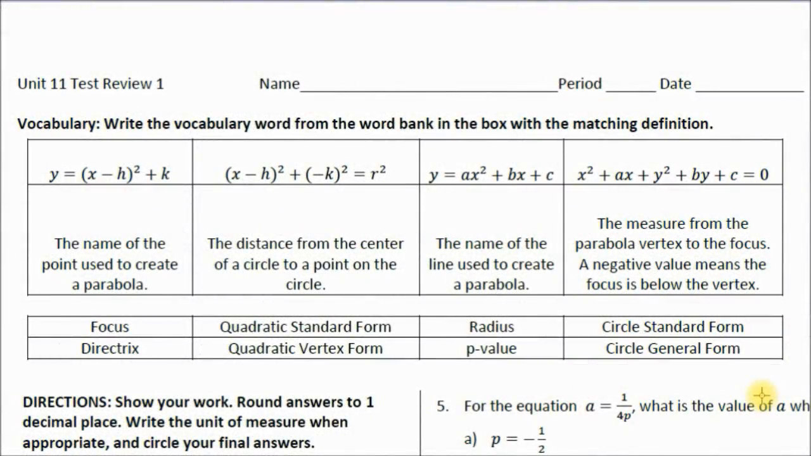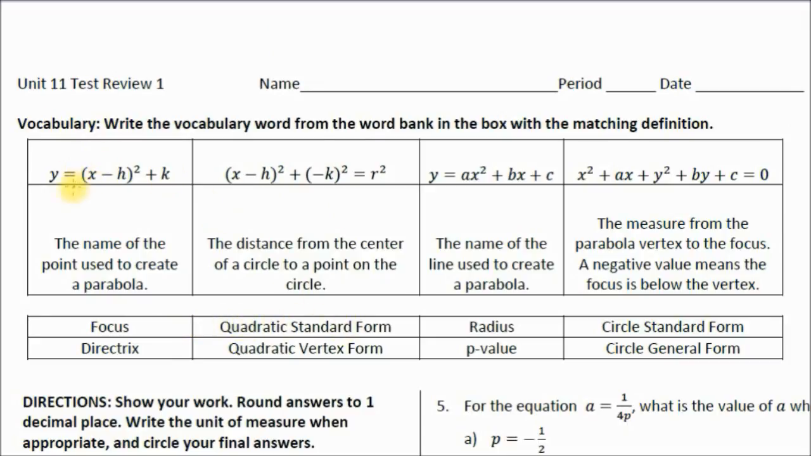Alright, hello class. We are going to go through the Unit 11 Test Review 1 worksheet. The beginning of this worksheet is vocabulary, so let's take a look at this. It says write the vocabulary word from the word bank in the box with the matching definition. Alright, so we got a word bank down here.